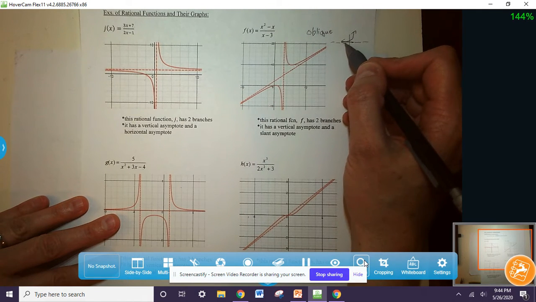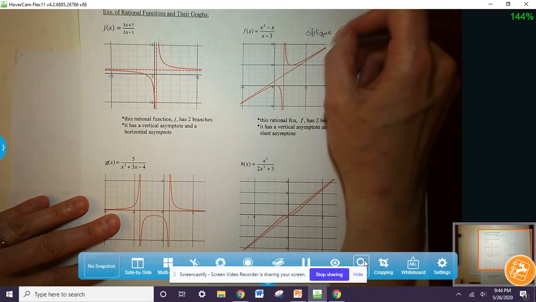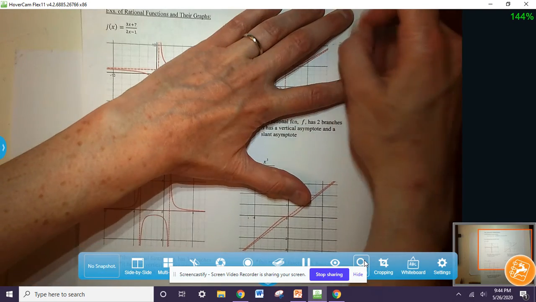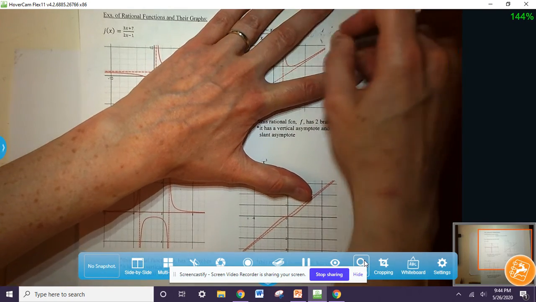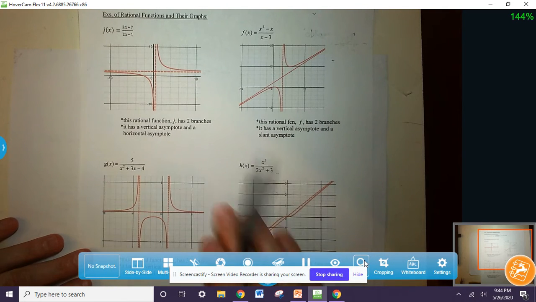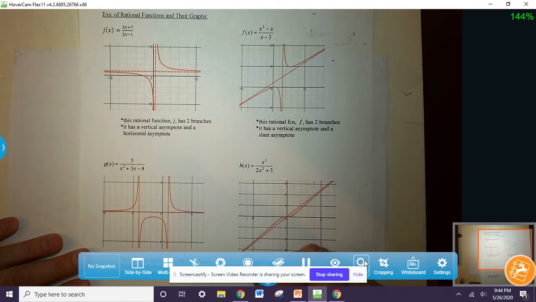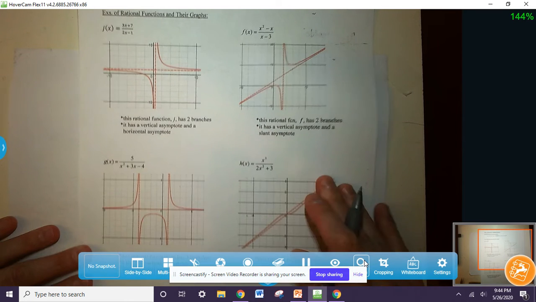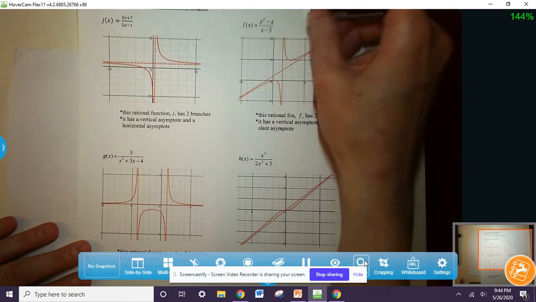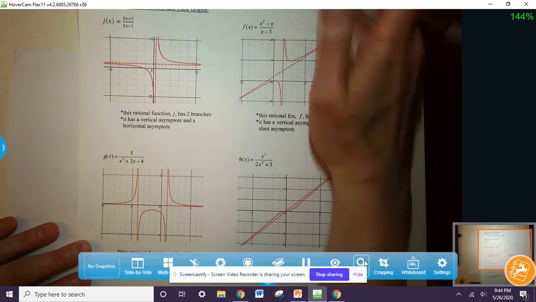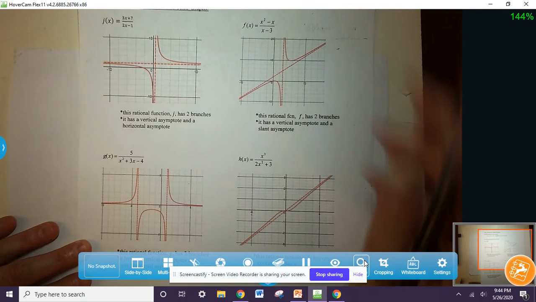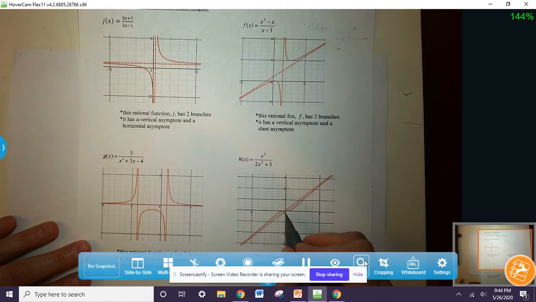But that's true for exponential functions, but that's not true for every single function that has an asymptote. If you look down here at function h, this graph actually crosses that slant asymptote right there at the origin. So graphs can sometimes cross an asymptote, and it's a little bit surprising, but if it happens, it'll happen somewhere near the middle. It won't happen necessarily at the origin.